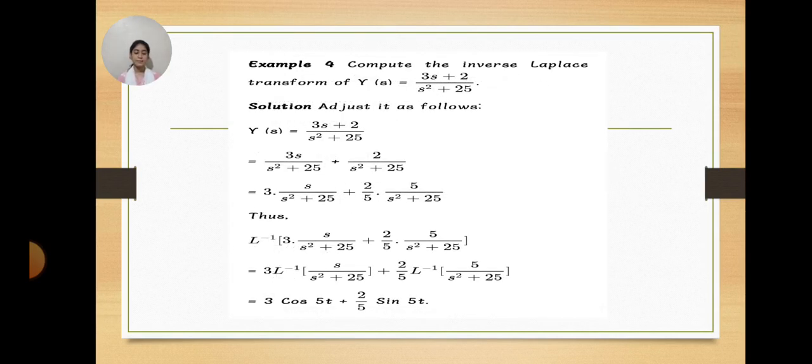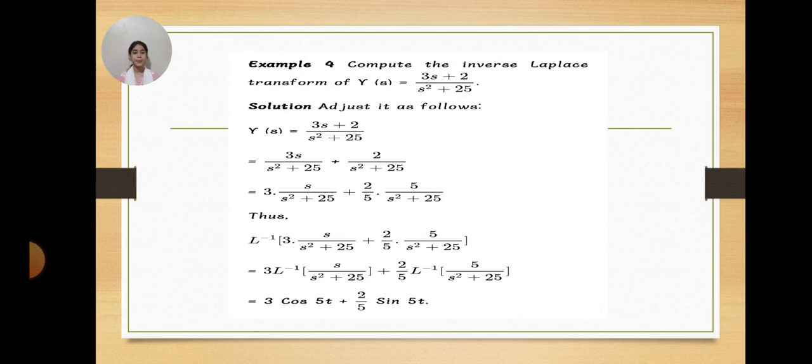Compute the inverse Laplace transform of Y(s) = 3s + 2 divided by s² + 25. Now Y(s) = 3s + 2 divided by s² + 25. Then let us take the denominator on both sides. Then it becomes 3s divided by s² + 25 plus 2 divided by s² + 25.